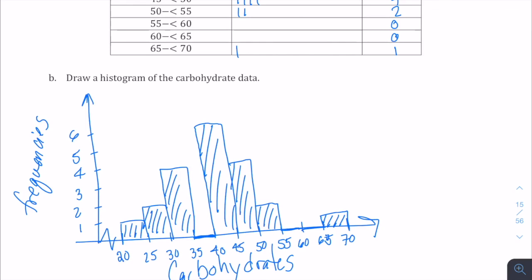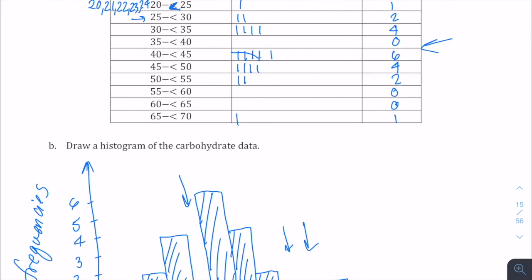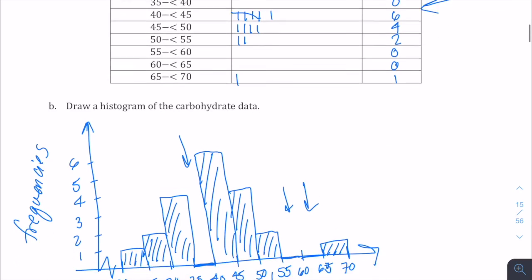In this one we did see that there are actually 3 places where it looks like there's a gap, but that's because the frequency is 0. So that is how we make histograms from sets of data. We start by making a frequency table and then graphing them on a continuous scale.